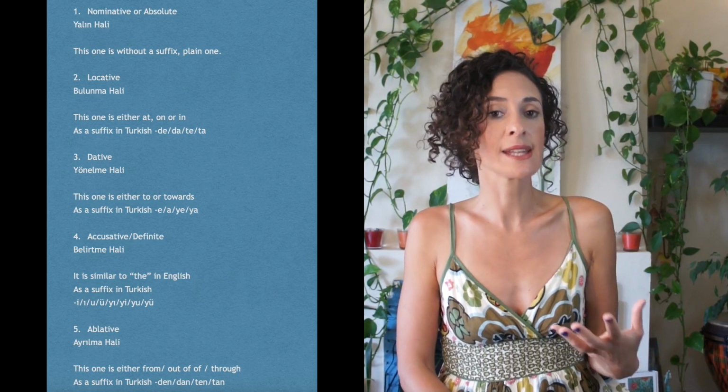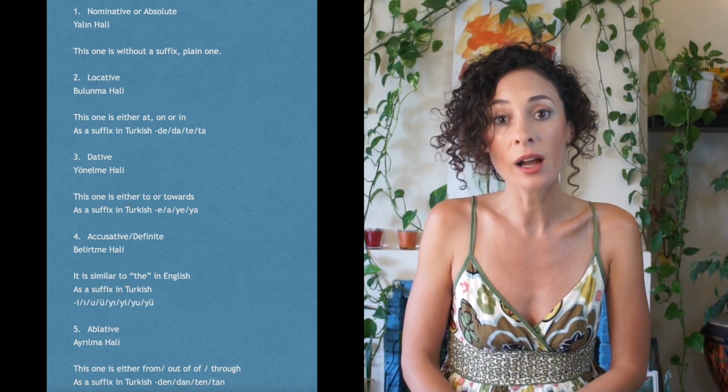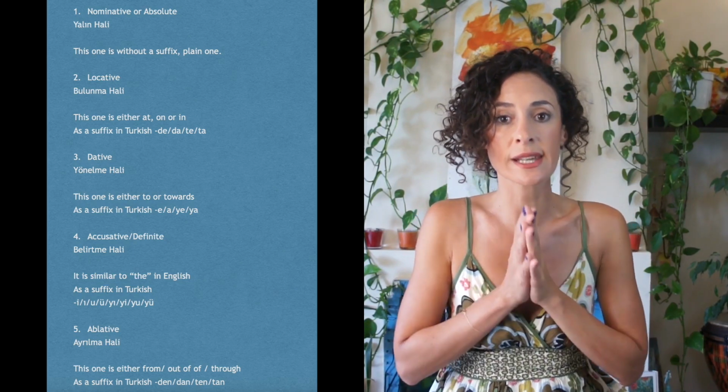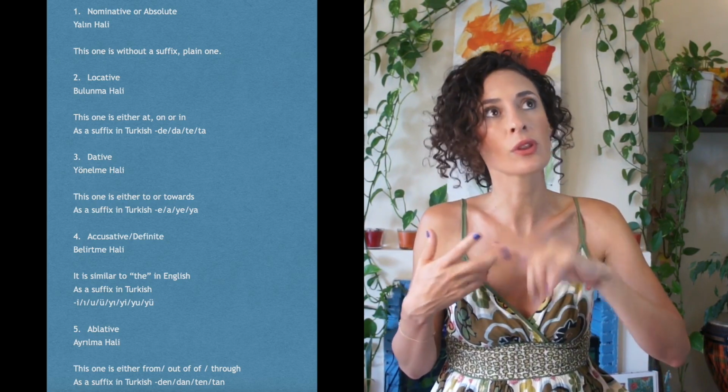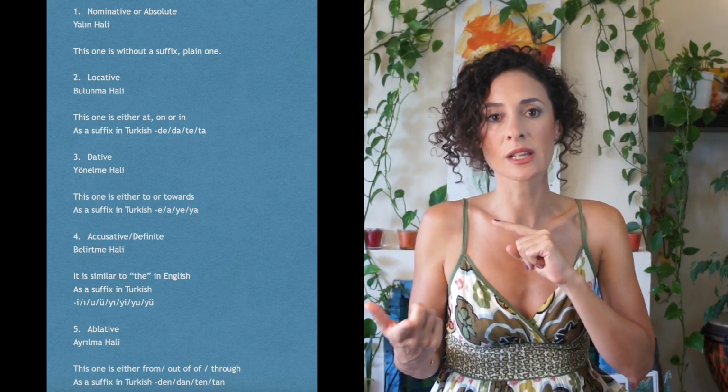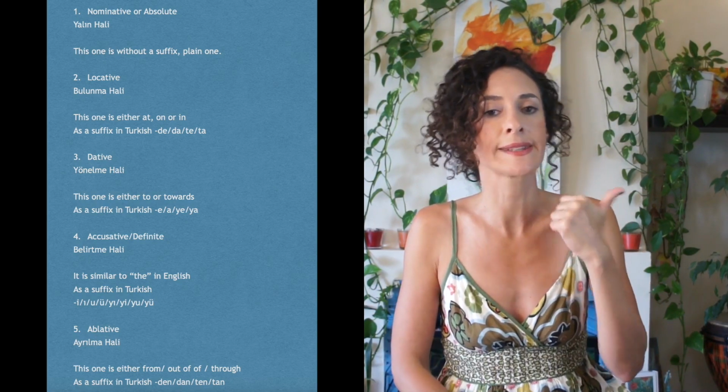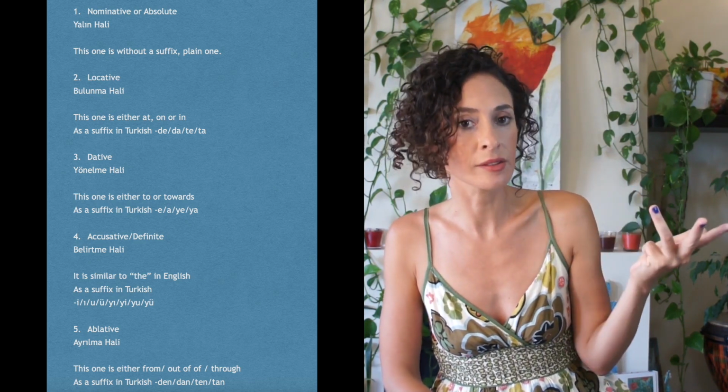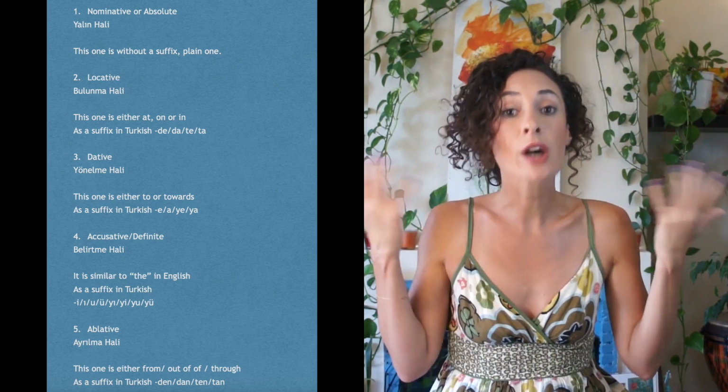If I give an example, evi, the house. Evi, evi. And the last one is ablative case. It is the ayrılma hali in Turkish. This one is either from, out of, through, of in English. And in Turkish, the suffixes are den, dan, ten, tan. Okay? So why did I mention these?